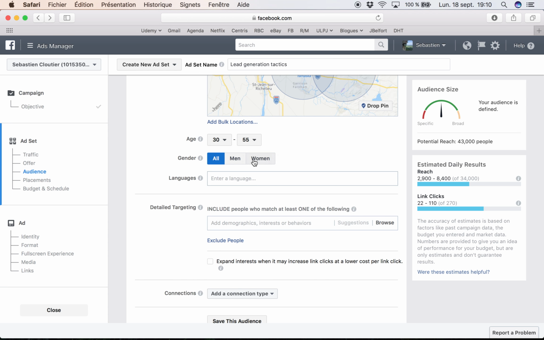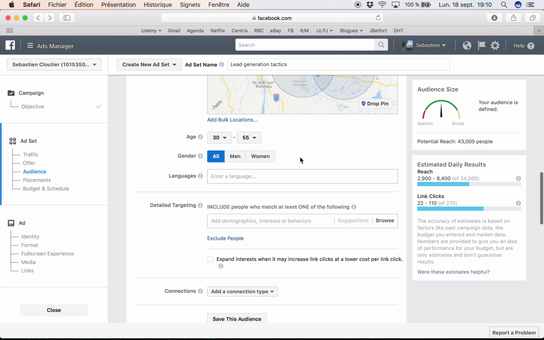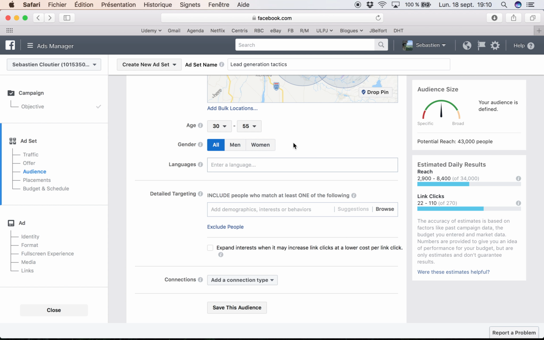Gender, that should be all of them. I also sell a website that's for leads for newborn babies. So let's say you have a website for newborn babies, I'm guessing that gender should be women, actually, you know.